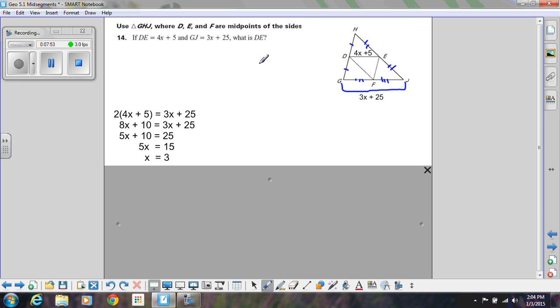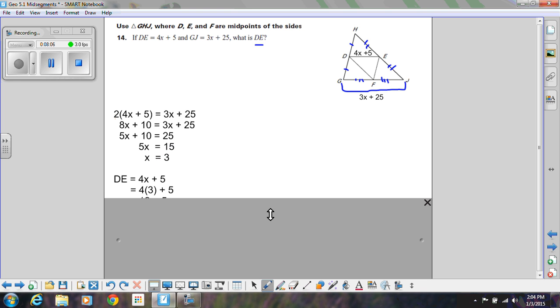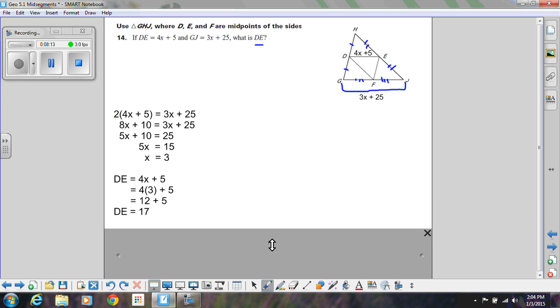Now remember, I'm not just trying to find x. In the directions it says, what is DE? So they want me to find the whole length of DE. And we know that DE is equal to 4x plus 5. So all I'm going to do is plug in the x. So I'm going to plug in 4 times 3 plus 5. And we know 4 times 3 is 12. So DE is the length of 17.